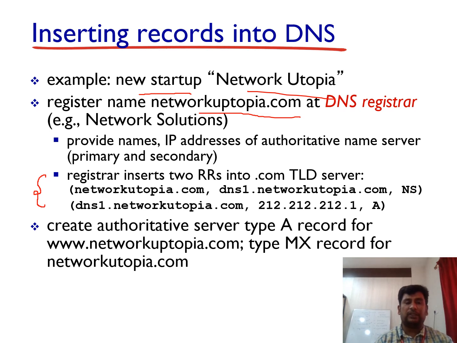The first one is networkutopia.com with dns1.networkutopia.com, and this is a type NS record. The second one is about dns1.networkutopia.com with its IP address, and the type of that record is a type A record. We may also have a type MX record for it.